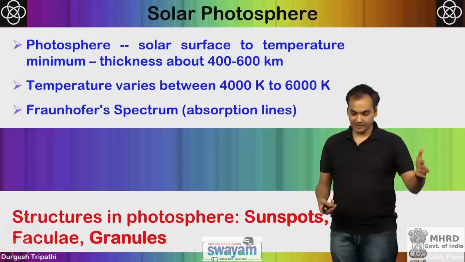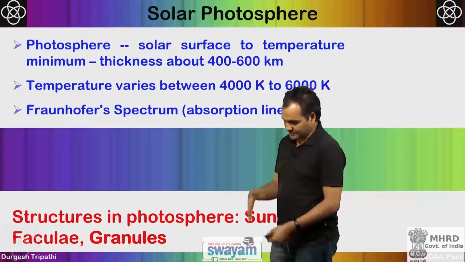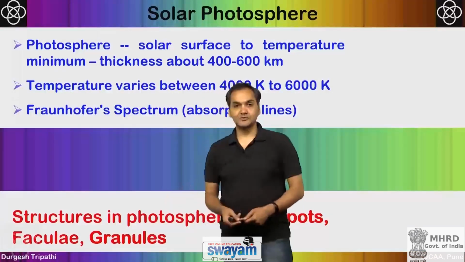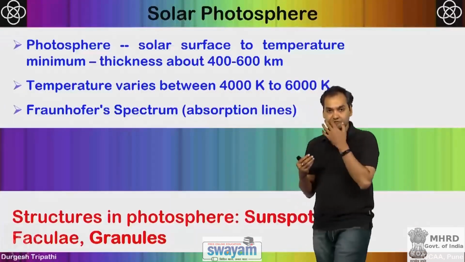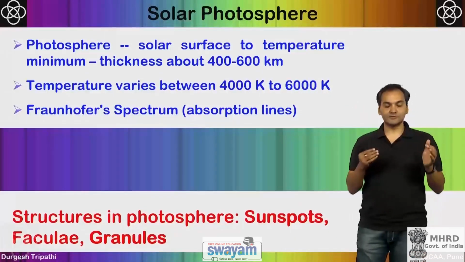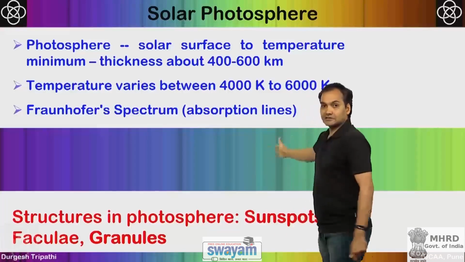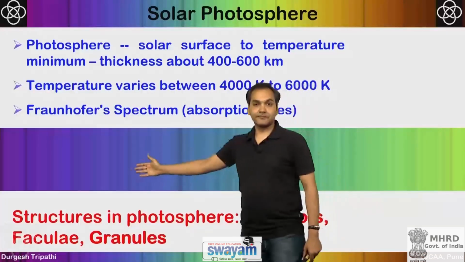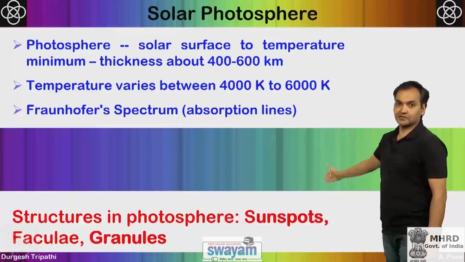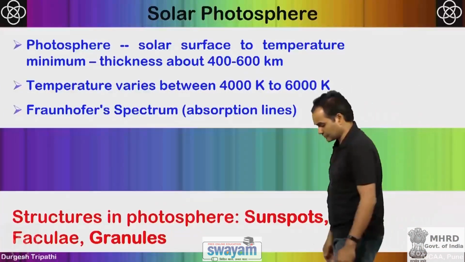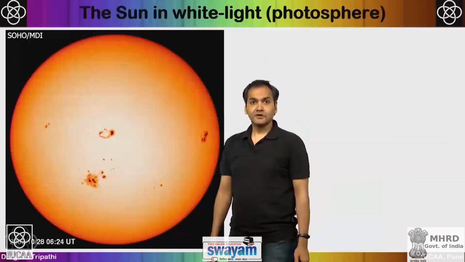So, essentially the white light photons are coming, and you have the cooler gas in front. The cooler gas absorbs the photons at different frequencies, and it provides this set of dark lines which are called the Fraunhofer lines. The thickness of the photosphere is roughly about 400 to 600 kilometers.